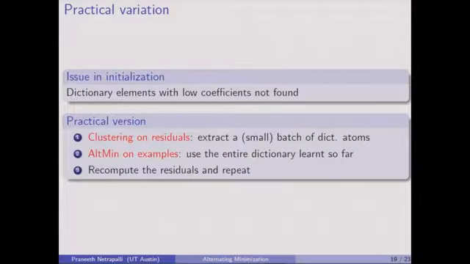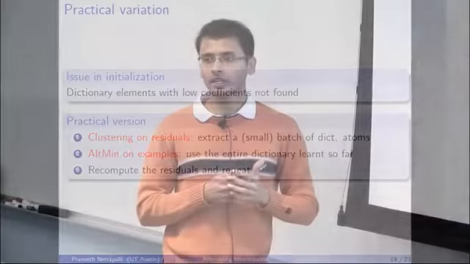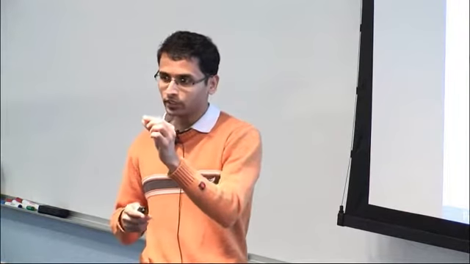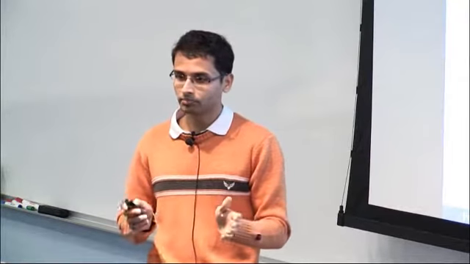Okay. So we tried to implement this algorithm in practice, and it turned out that the initialization algorithm was giving us the same dictionary elements over and over again. So then we realized that there is an issue with our initialization algorithm, which is that if there are dictionary elements which are used with very low coefficients, then they do not turn up in the correlation graph, and so we will not find them.